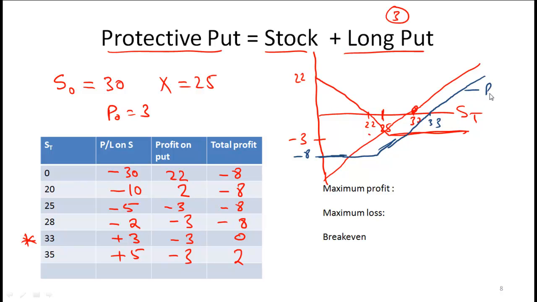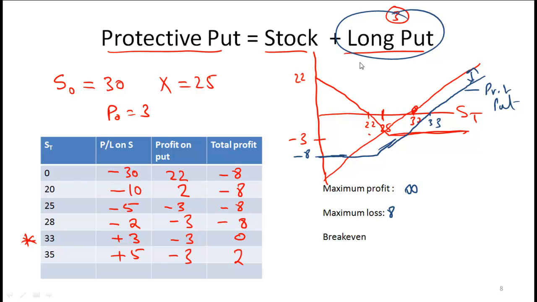for the protective put. Notice that our worst possible scenario or maximum loss is 8. Our maximum profit is infinite. So as long as the stock price keeps going up, we get the upside potential. Obviously, we lose out the $3 that we paid for the put, and we can think of that $3 that we paid for the put as an insurance premium, because if the stock starts crashing and going down, the maximum possible loss we will have is 8.